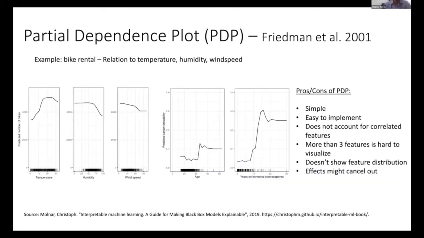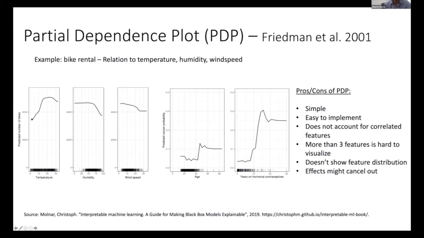So let's see two concrete examples. On the left, we see predicted number of bikes. So here is a machine learning model that predicts a number of rentals for bikes depending on temperature, humidity, and wind speed. So you would like to see if the model learned the right thing. For example, we know that if the temperature goes up, typically the rentals at some point start decreasing because it's just too hot. The same with humidity, the same with wind speed.